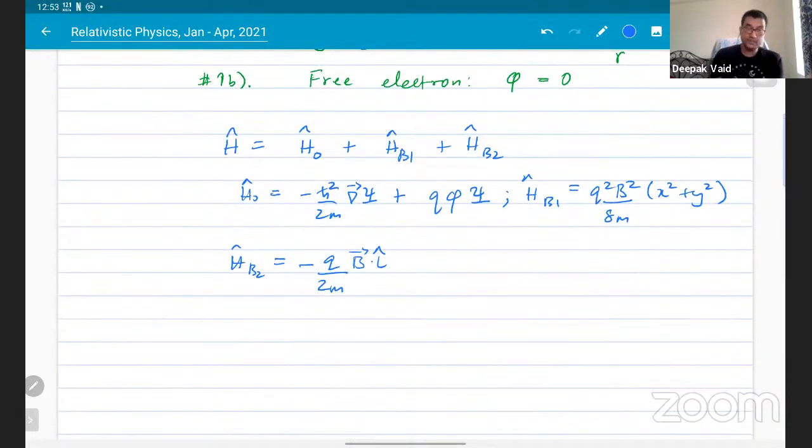So one thing we can see is, let us consider the case when this expression I write as B times Lz. So we consider the case when the angular momentum eigenvalue is 0. Right? So when this is the case, then what is H? H will be equal to H0 plus HB1. Right?